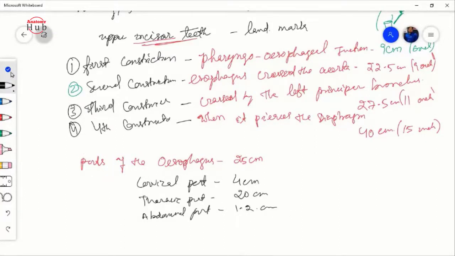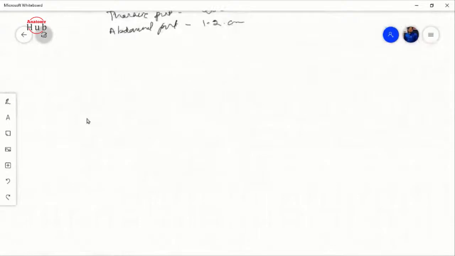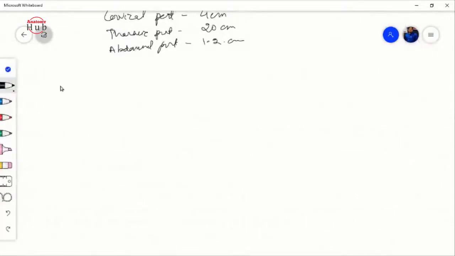So after all this, we will have the relation of the esophagus. Okay, so for the relation, what I'll do, will I draw or will I write only? I think writing is good. Who will draw? No. Excuse me sir. Yes.